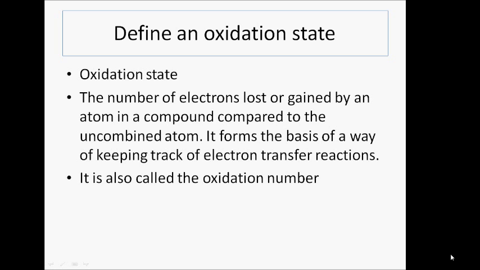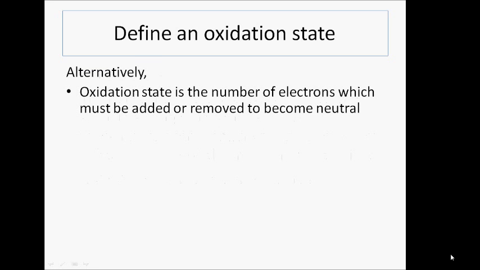I find it easier to think about it in a slightly different way, which I'll show you on the next slide. So another way of looking at it is that the oxidation state is a number of electrons which have to be added or removed in order to become neutral. And this makes sense when we look at a few examples. So I'm going to take you through 3 examples.